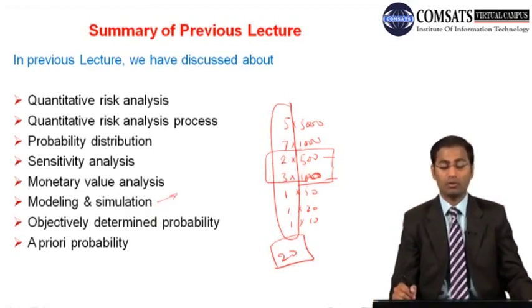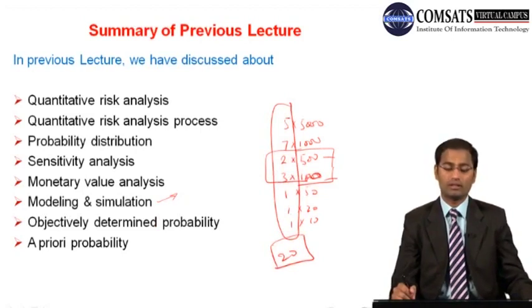And then we talked about objectively determined probabilities. How do we determine the probabilities objectively? For that we did one case study of train loading and the passenger loads of a train. Then we can have a very good idea of how many passengers were coming. For that, you then need data.